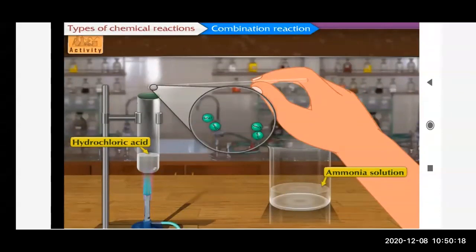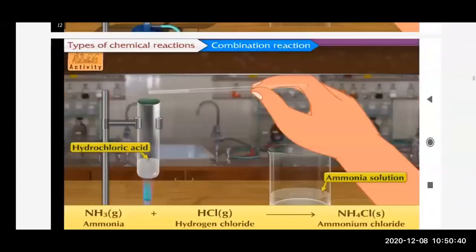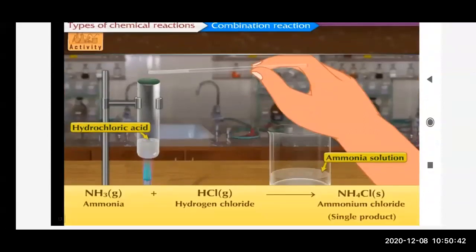So when this process goes on, what happens? The ammonia gas and hydrogen chloride gas react to form the salt ammonium chloride, first in the gaseous state. But immediately, due to the condensation process at room temperature, it is transformed into the solid state. As a result, white smoke is formed, and the chemical equation for this is as follows.